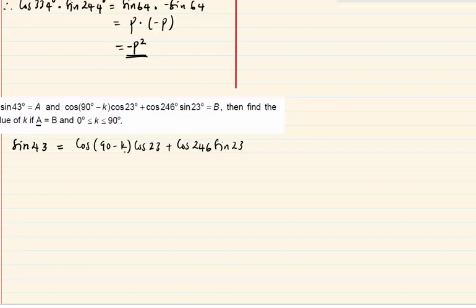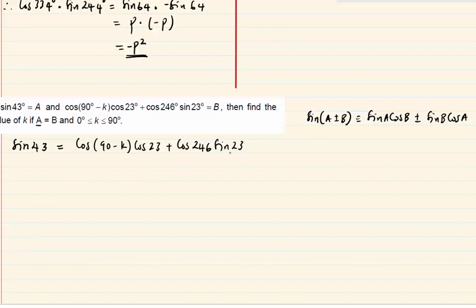This expression, you can see, could be the compound formula for sine, because you've got cos some angle and cos some angle, cos some angle and sine some other angle, 246 and 23. So it's of this form here. Remember, these formulae are given to you in your formula sheet. So it says that sine of a plus or minus b is identical to the sine of a cos of b plus or minus the sine of b cos of a. So this is what I'm saying to you.